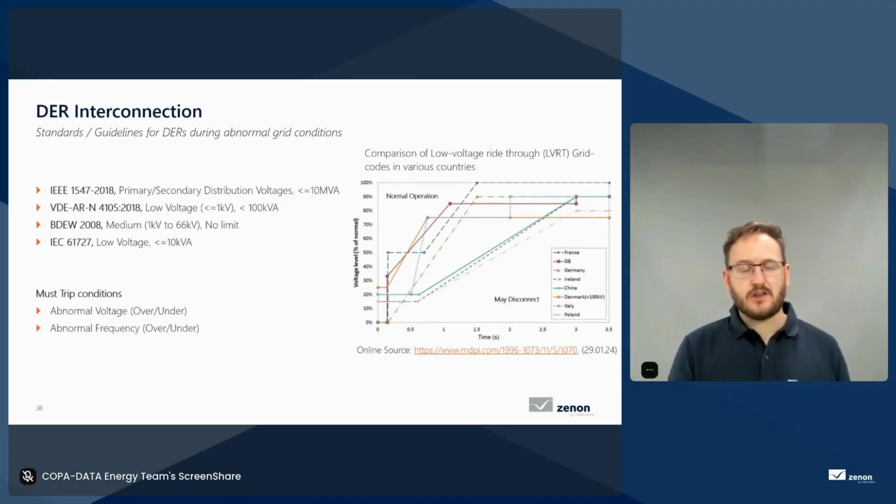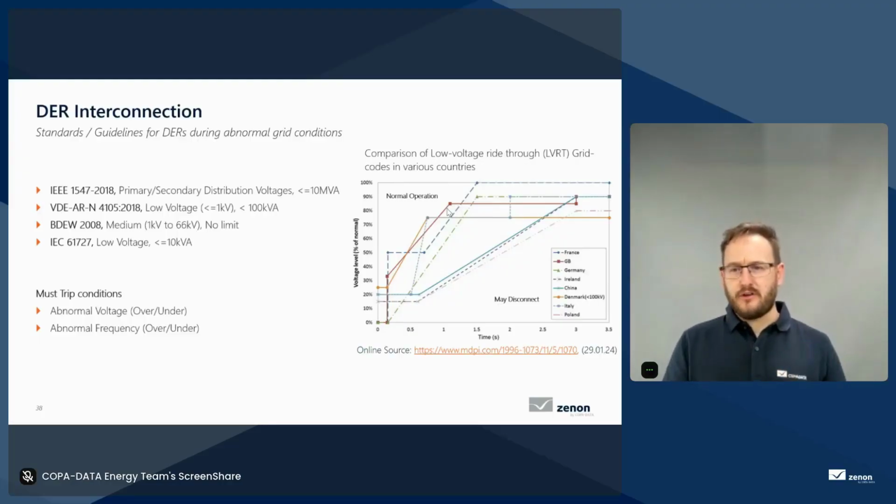So how a DER can actually help in stabilizing the grid, and in an extremely abnormal or critical condition, how it should react if it needs to disconnect from the grid, and also how it should behave upon reconnection when the grid conditions are normalized. So here we can see on the graph just a small example of one of the guidelines or rules defined in such standards, low voltage ride-through, how DER should react in this scenario.